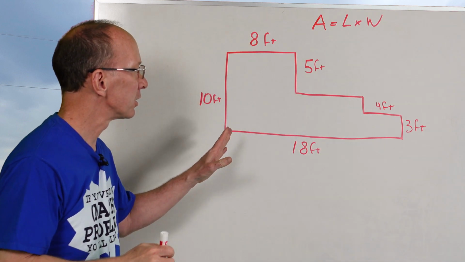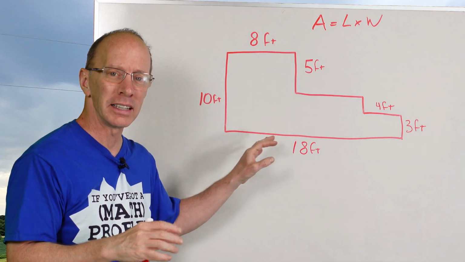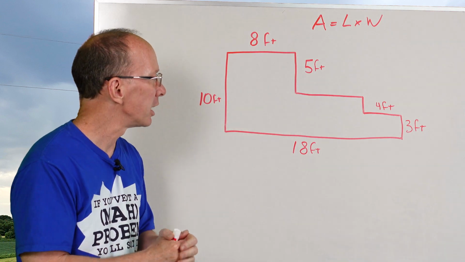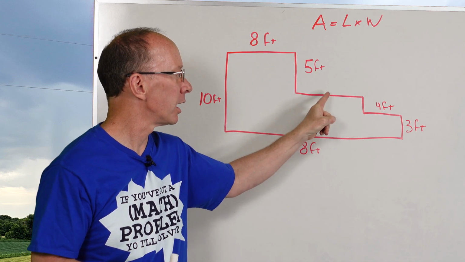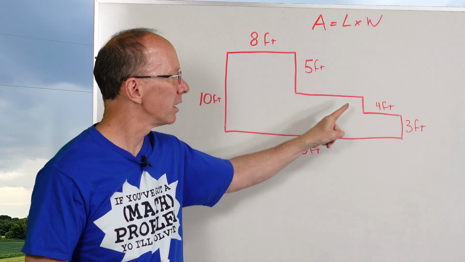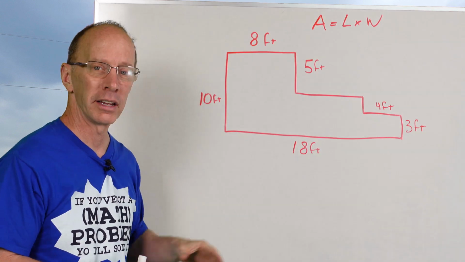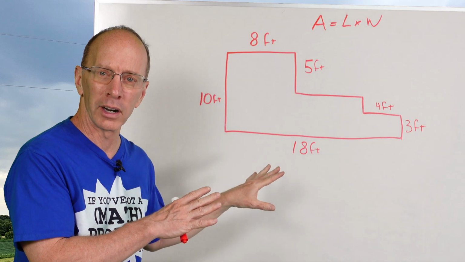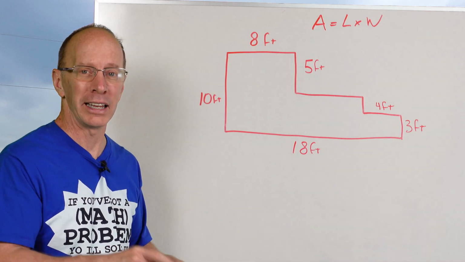And a little hint right here, you're going to have to separate this into maybe rectangular shapes, and you're going to have to figure out the missing length of this distance right here, and from here to there, you're going to have to figure out the missing length right there. So it's kind of a challenge problem. And like I said, when you're ready to check it out with me, hit the play button.